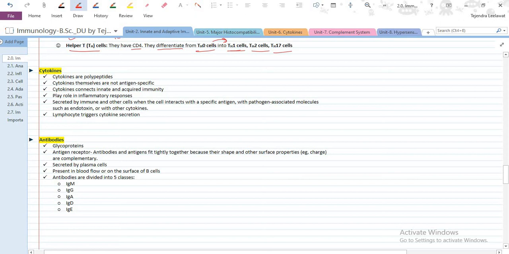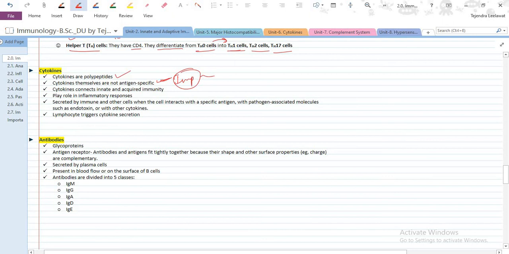So there were two types of important cells, T lymphocyte and B lymphocyte. Now coming to the molecular part of adaptive immunity. The molecular part contains cytokines and antibodies. As I mentioned here, cytokines are polypeptides and they themselves are not antigen specific. So that is very important.